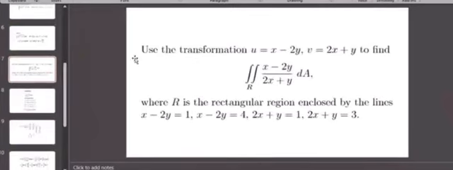Now, this one, we have to use transformation. U is x minus 2y, v is 2x plus y, to find this double integral here, where the region R is given by this. If you plot these lines in 2D, you will see that it's not a nice region. It's not a rectangle or a triangle. So we have to use the Jacobian to make it more of a rectangle, something that we can simply integrate over.